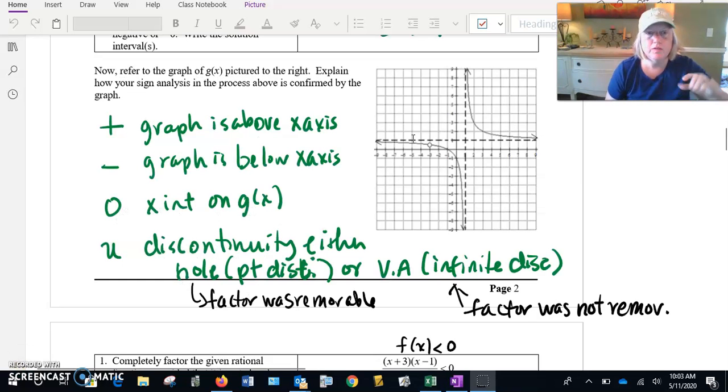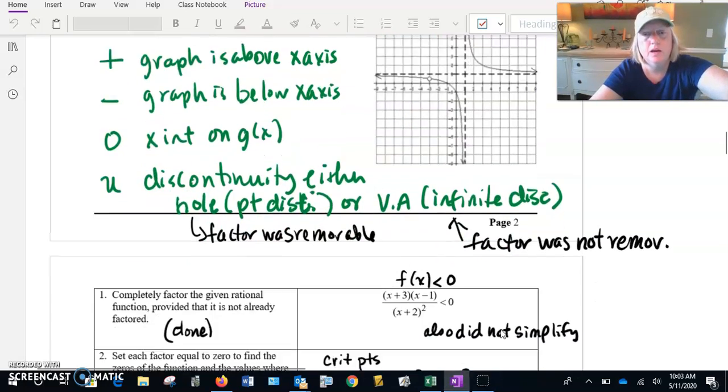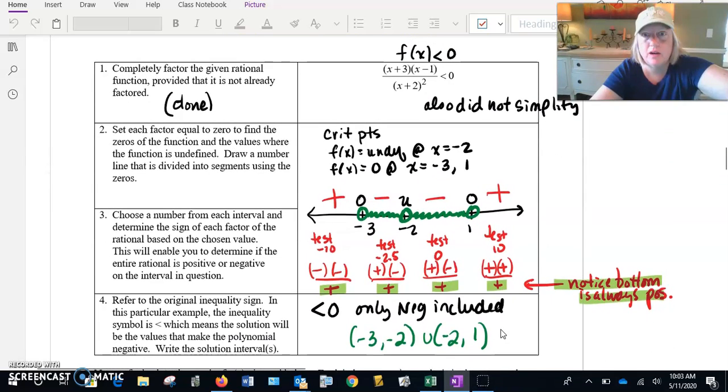All right, coming back in to go over that last problem, I did add up here that the factor was removable for the holes and not removable for the vertical asymptotes, just to have that. Taking a look down here at our work for the sign chart, it's already factored. It did not simplify, so it was super easy. We take a look at the sign chart, my test values. One thing to notice is that the denominator, because it was squared, was always positive, so that's always an easy shortcut to pay attention to. We were doing less than, so it was only negative included, so make sure that we took out the -2.